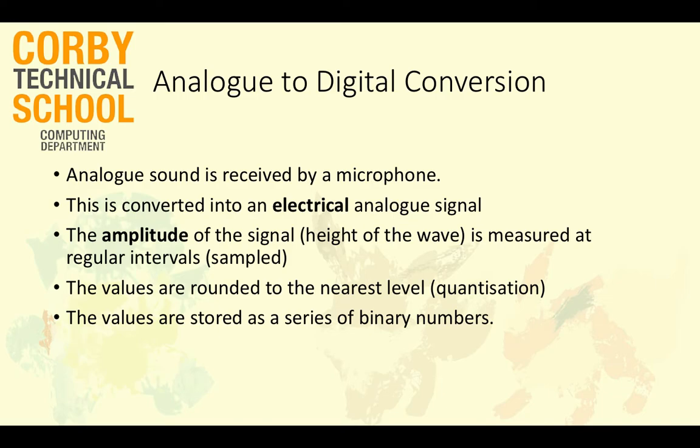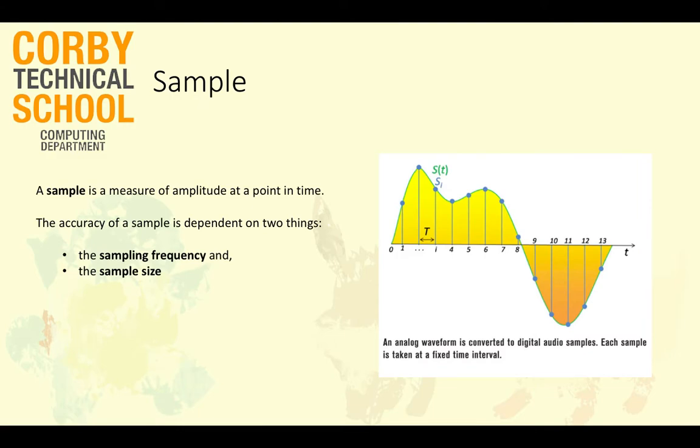The values it takes, so the amplitude or height of the wave, is measured, and then it's rounded to the nearest level, and that's called quantization. The values are then stored as a series of binary numbers which can be understood and stored on a computer. So what is a sample?